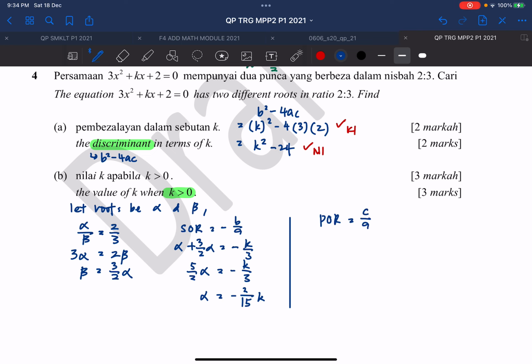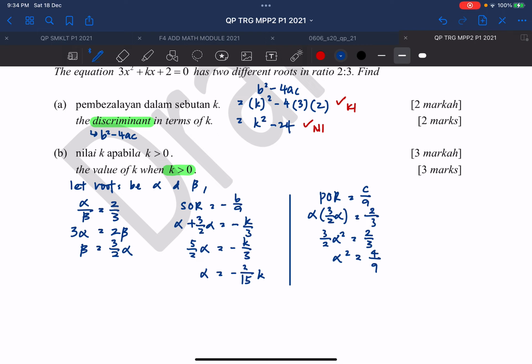So the product of roots is alpha times 3 over 2 alpha, which equals c over a, where c is 2 and a is 3. So 3 over 2 alpha squared will be 2 over 3. Alpha squared, you will get 2 over 3 divided by 3 over 2. You get 4 over 9.